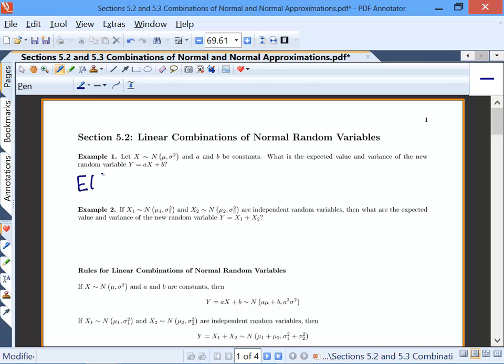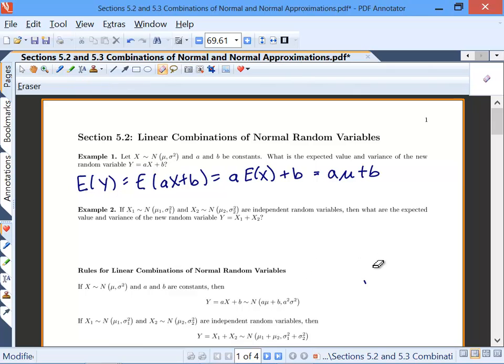So the expected value of Y is really the expected value of aX plus b. What happened to that a, using our rules for expected value? The a comes out, and what happens to the plus b? For the expected value, it actually just comes out as well. So it's just going to be a times the expected value of X plus b. Look back up at the problem statement. What did we use for the expected value of X? The expected value of X is our mean mu, so a mu plus b. That's just using our rules that we learned last week.